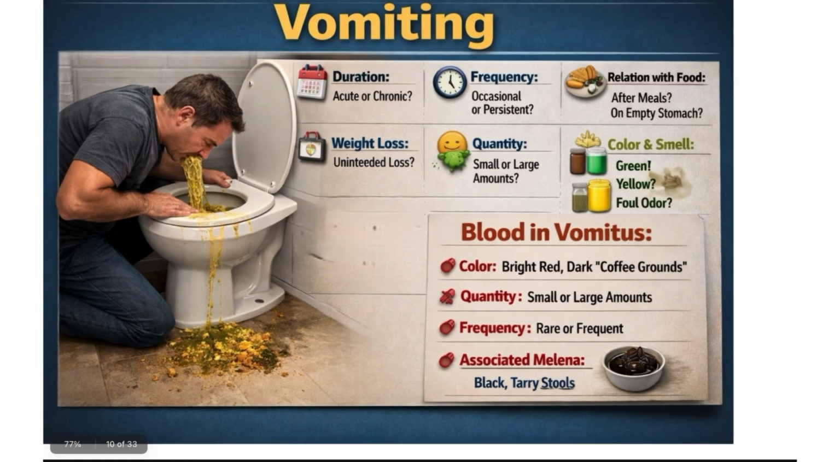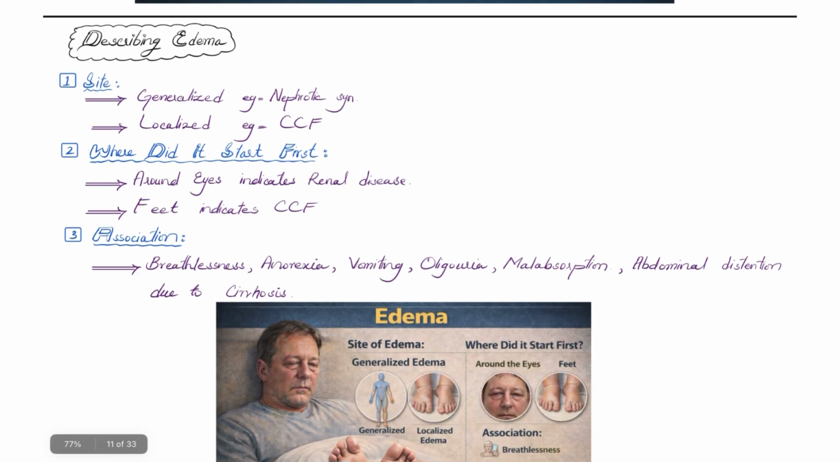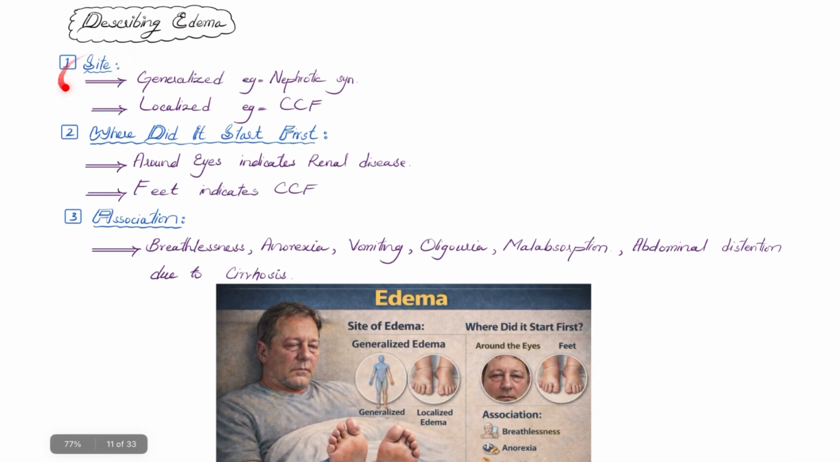Now let's describe edema. In case of describing edema, ask about the site of edema. Either it is generalized, which occurs in nephrotic syndrome and is also called anasarca, or it is localized, like pedal edema, which occurs in congestive cardiac failure. Then ask, where did it start first?